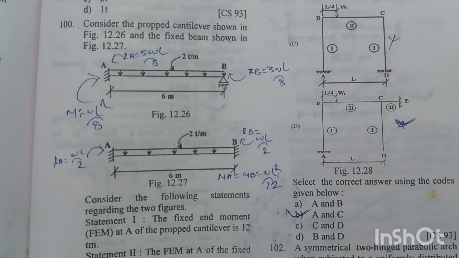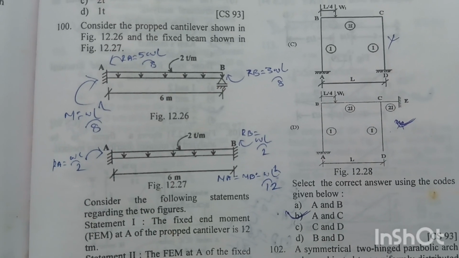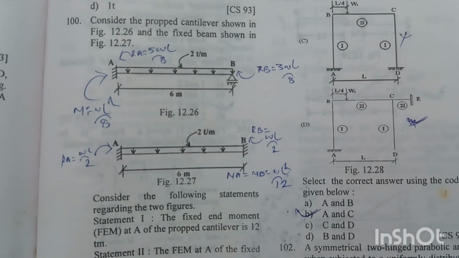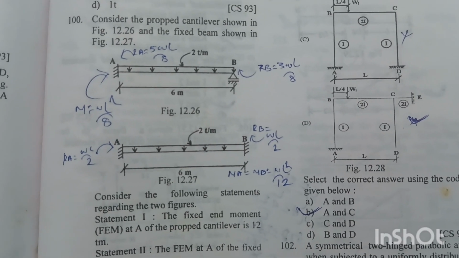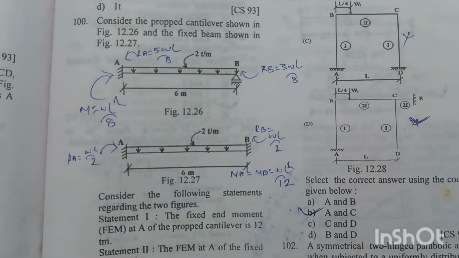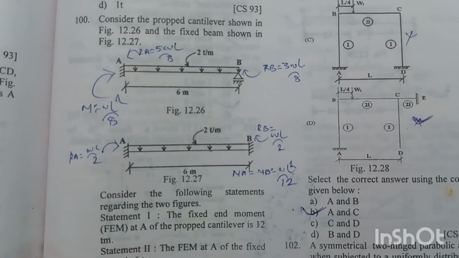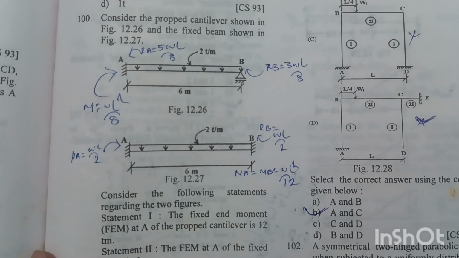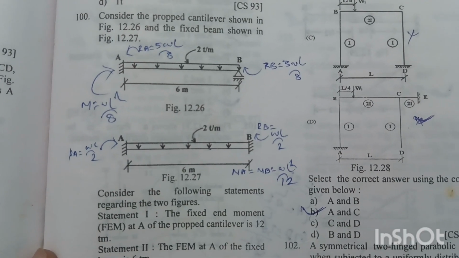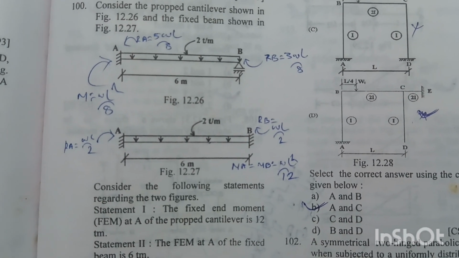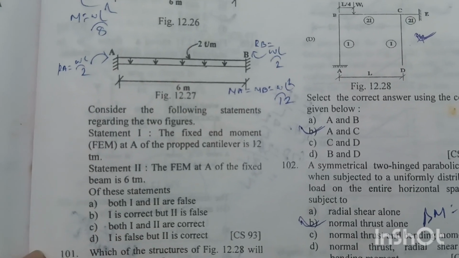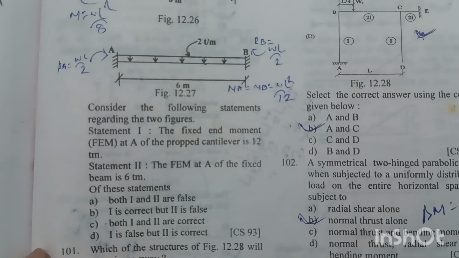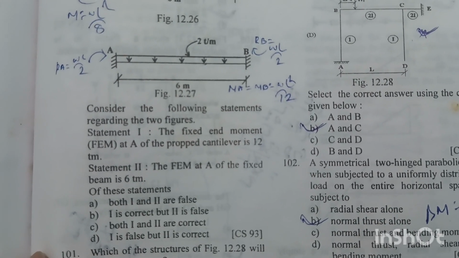Question number 100. Consider the propped cantilever shown in the figure 12.26 and the fixed beam shown in the figure 12.27. So in figure 12.26 the beam is subjected to a uniformly distributed load of intensity 2 ton per meter, and in figure 12.27 the fixed beam is subjected to the same intensity of loading 2 ton per meter. Length of both beams is 6 meter. Now consider the following statements regarding the two figures. Statement 1, the fixed end moment at A of the propped cantilever is 12 ton meter, and statement 2, the fixed end moment at A of the fixed beam is 6 ton meter.